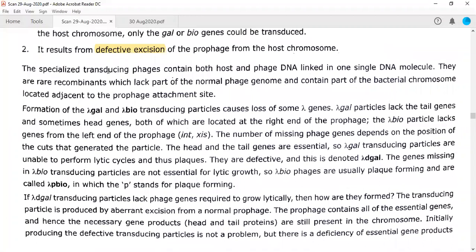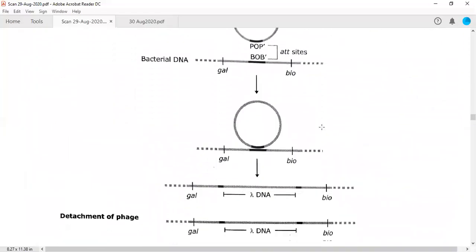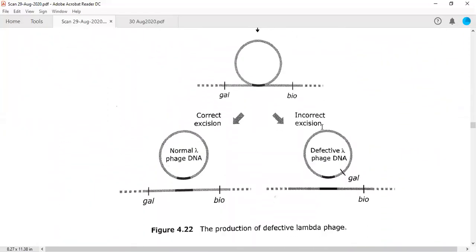So the specialized transducing phages contain both host and phage DNA linked in one single DNA molecule. They are rare recombinants which lack part of the normal phage genome and contain part of the bacterial chromosome located adjacent to the prophage attachment site. Now, formation of the lambda gal and lambda bio. As I showed you, two diagrams in the next page.